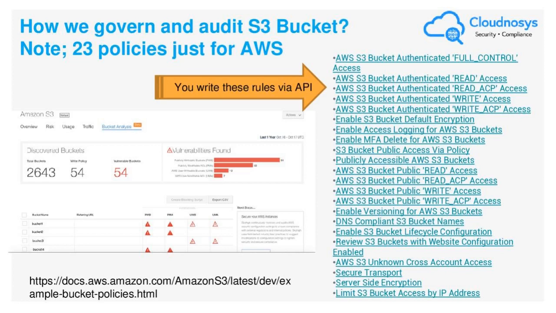So here I'm giving an example of the list of controls that you need to run for your S3 bucket. Does the S3 bucket allow authenticated read access or write access or full control? Is it publicly accessible? Is it DNS compliant? Is it encrypted? Does it have server-side encryption? So these are some of the rules that we have written down. And these rules are something that you need to program to be able to do governance on any of those.